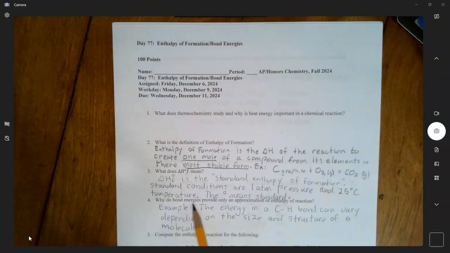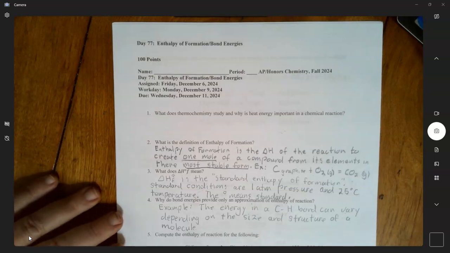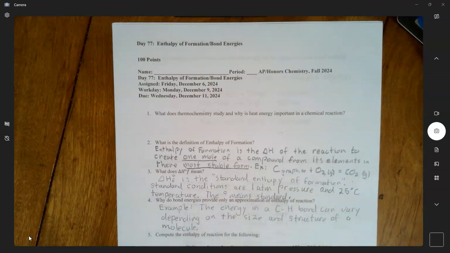All right, why do bond energies provide only an approximation of the enthalpy of a reaction? For example, CH bonds appear everywhere in hydrocarbons: CH4, C3H8, C2H6, they're everywhere. The energy in a CH bond can vary depending on the size and structure of the molecule, so not all CH bonds will have exactly the same energy. What that implies is that the bond energy method of figuring out the energy coming in and out of a chemical reaction is only an approximation. Okay, so let's get going on these.